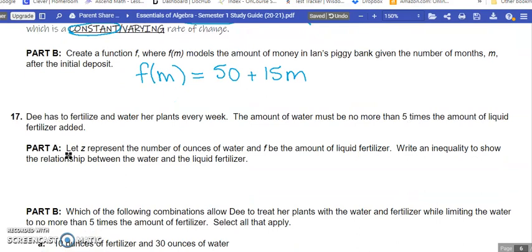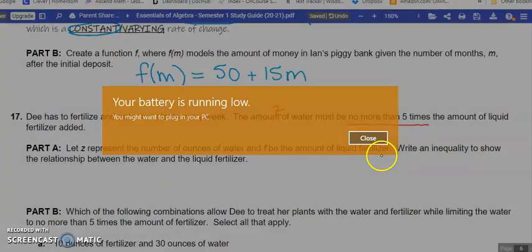D has to fertilize and water her plants every week. The amount of water must be no more than 5 times the amount of liquid fertilizer added. Let Z represent the number of ounces of water. So Z, and F is the amount of liquid fertilizer.